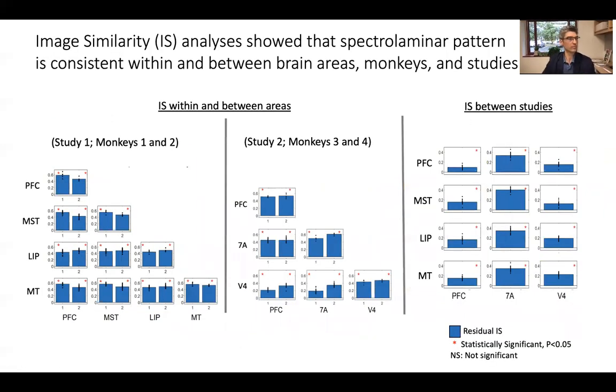Next, we quantified the consistency of the spectrolaminar pattern by computing image similarity between the spectrolaminar images from different probe recordings within and across brain areas, monkeys, and studies. High image similarity values were observed for most comparisons, and all values were significantly greater than expected by chance. These results suggest that the spectrolaminar pattern is ubiquitous across cortical areas and monkeys and robust to differences between studies.